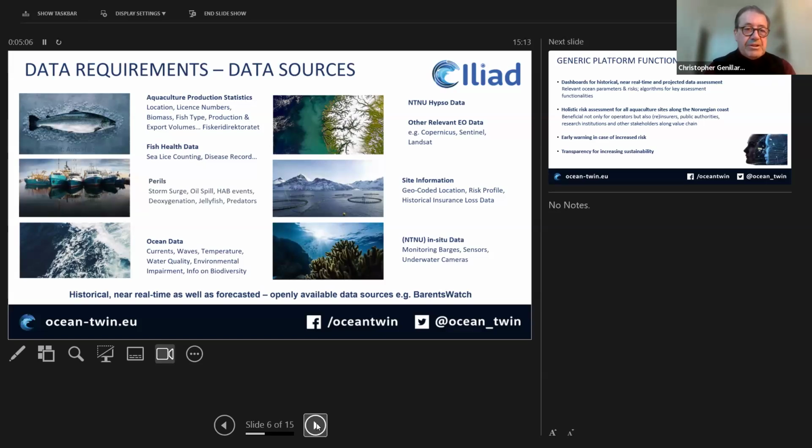So all of this ocean data, other related data, relevant data from satellites, site information with the geocoding, all of this can be pulled together. One thing is historical data, but we're looking for near real time as well as forecasted data. So on the platform, we do want to use historical data to model future risk scenarios. And important for us is to have openly available data sources. Next page, please, Bente.